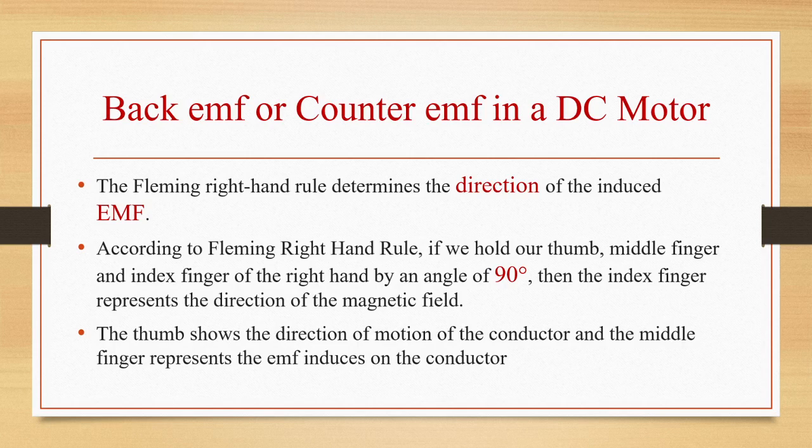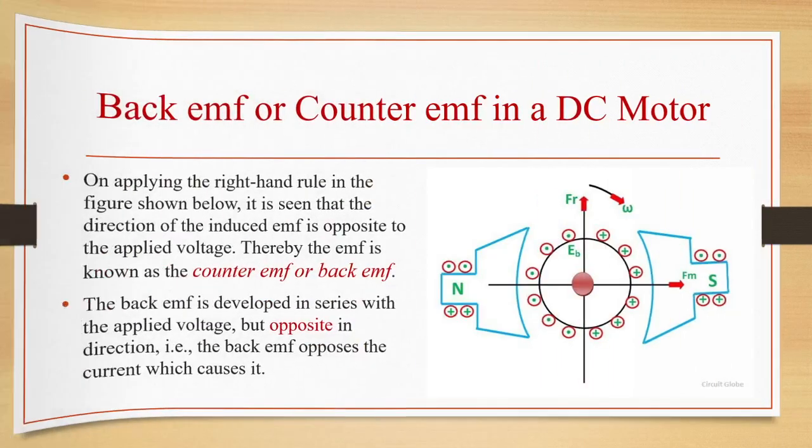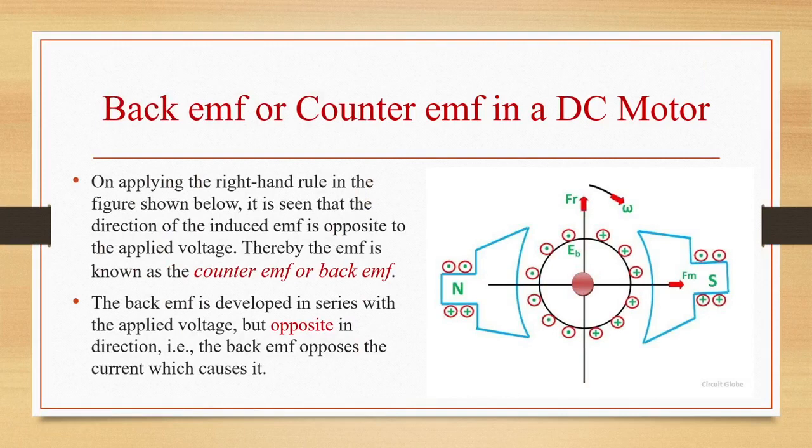The right hand rule states that if you hold the thumb, middle finger and index finger of the right hand in such a way that all three are mutually perpendicular to each other, then the index finger represents the direction of magnetic field, the thumb shows the direction of motion of the conductor, and the middle finger represents the EMF induced in the conductor. On applying the right hand rule as shown in the figure, it can be seen that the direction of induced EMF is opposite to the applied voltage. So the EMF is called counter EMF or back EMF.